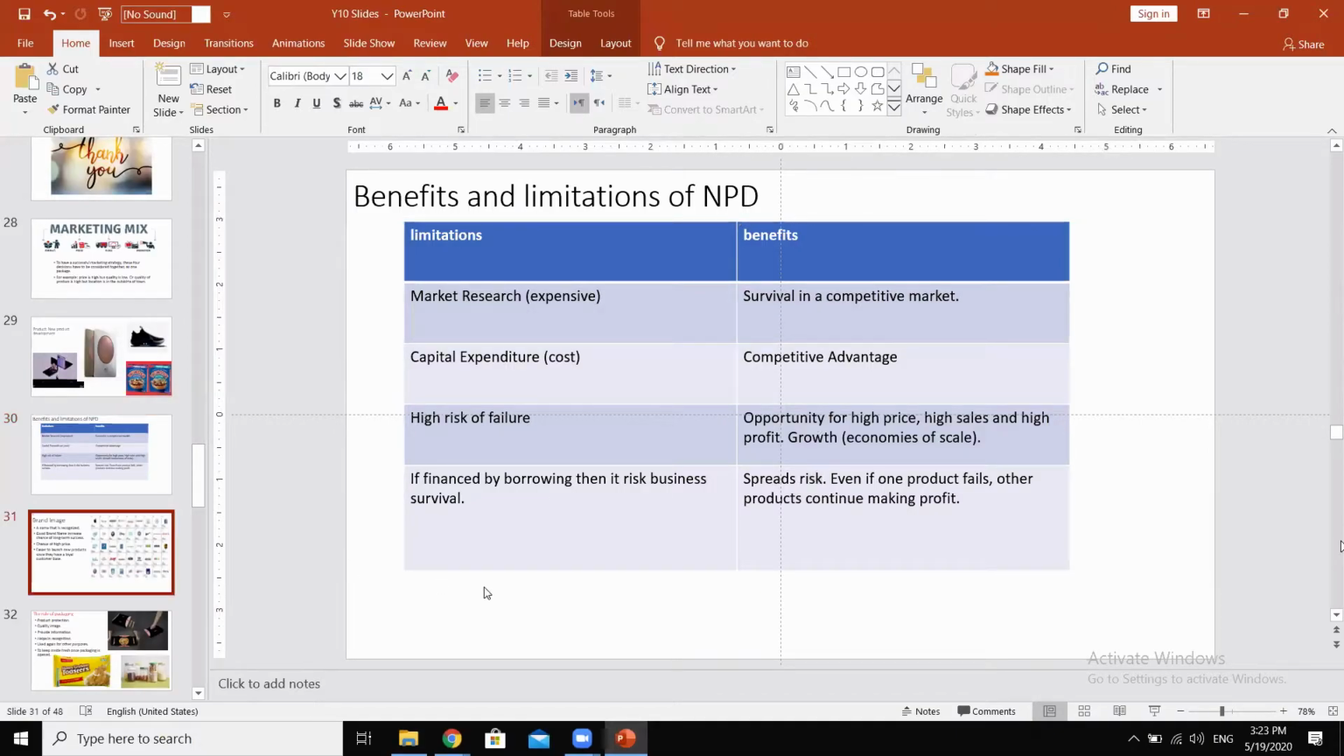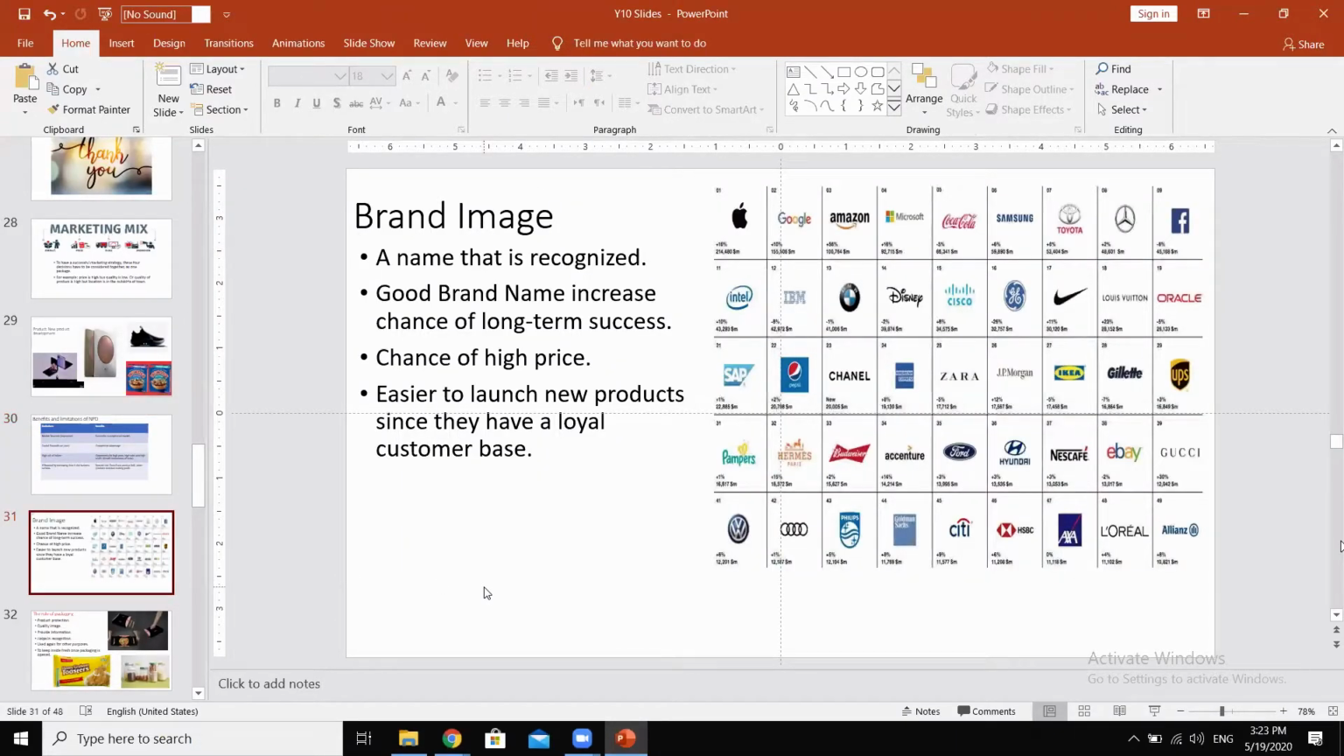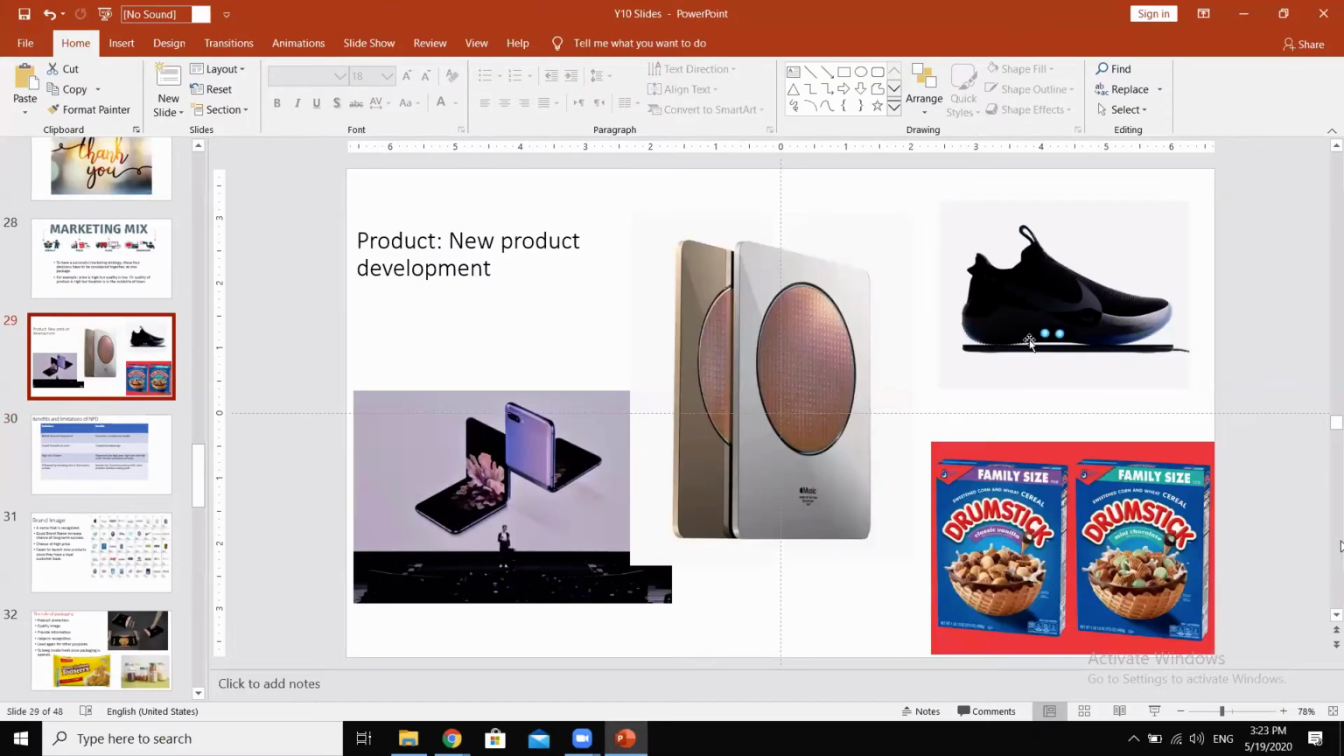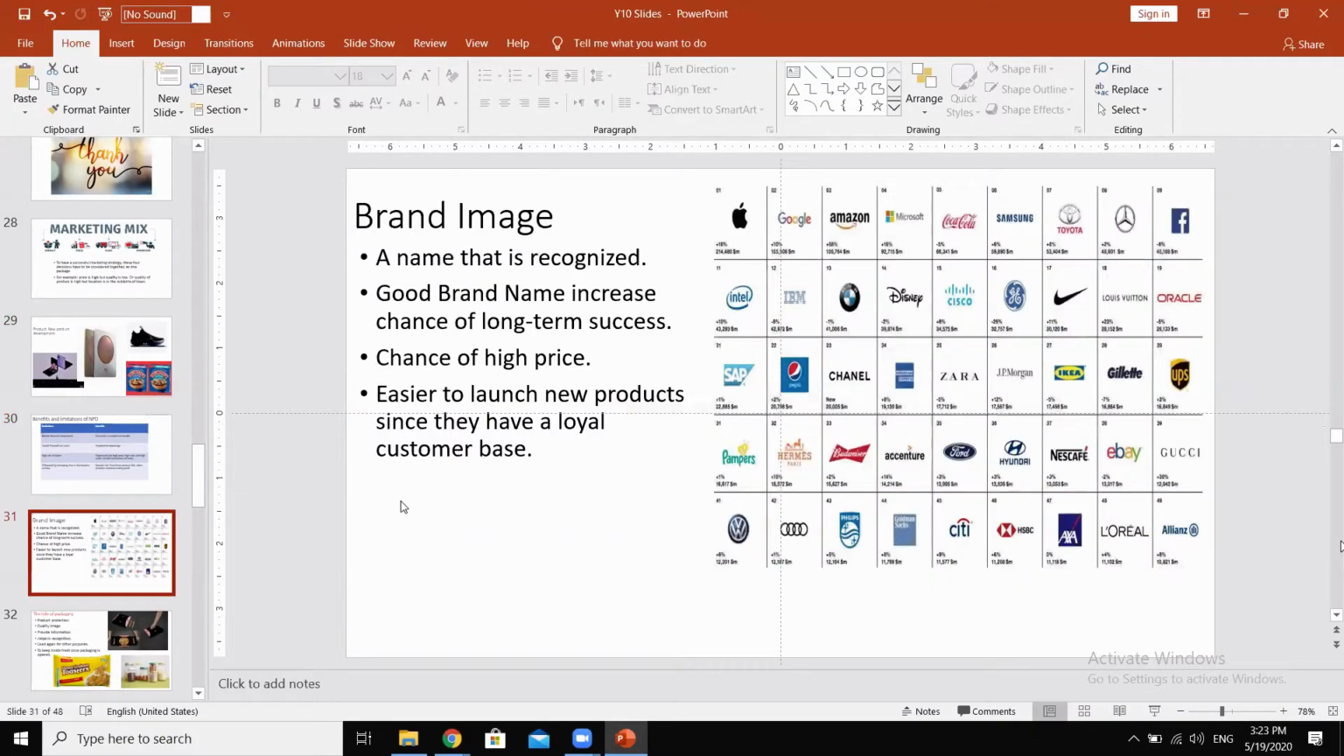So NPD has a huge risk, which takes us to our next slide, which is brand image, crucially linked to being able to make new products. So imagine Nike, Apple, and Samsung, and so on. Okay, what is brand image? Well, how do I recognize businesses? By their name and logo.